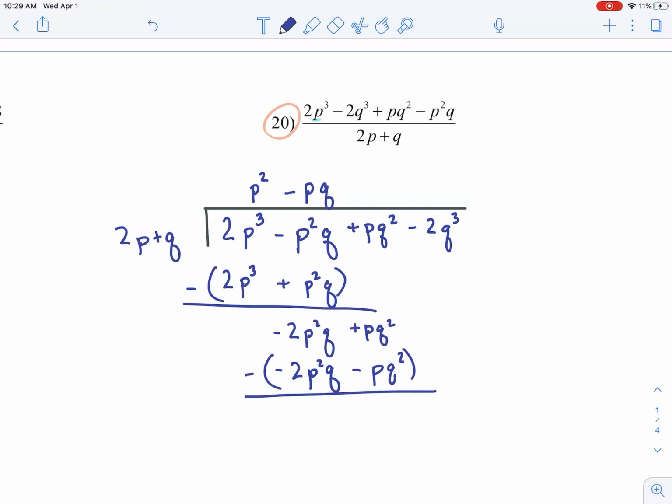Subtract the whole thing. pq squared minus negative pq squared is 2pq squared. Bring down the last term. Okay, one last time. What do I have to multiply 2p by to give me 2pq squared? I'd have to multiply by q squared.